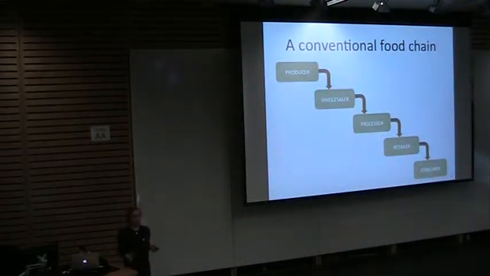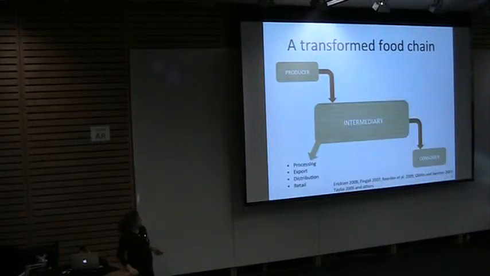So to start talking about transformed food chains, I'll first show you a conventional food chain. You have a producer, a farmer, who's producing something like fresh fruits and vegetables, and those fruits and vegetables get sold along a whole chain of intermediaries until they get to the consumer. So you might have wholesalers and processors and retailers, and at each one of those stages, there's an exchange of the agricultural goods in exchange for money. So money and agricultural goods change hands.